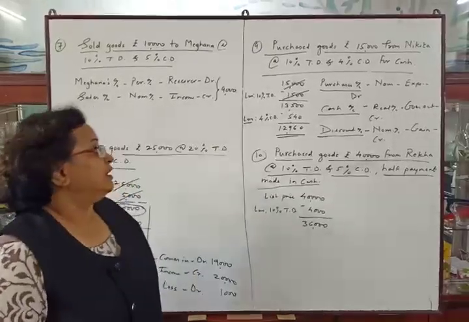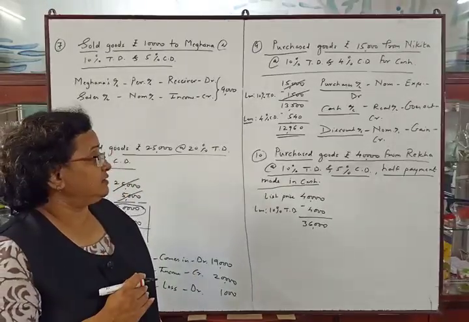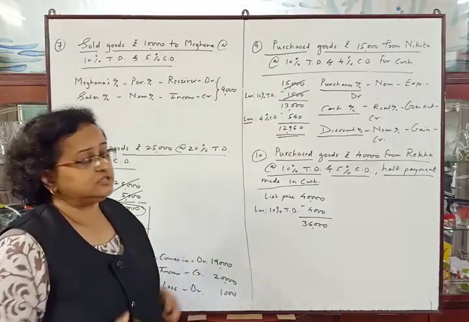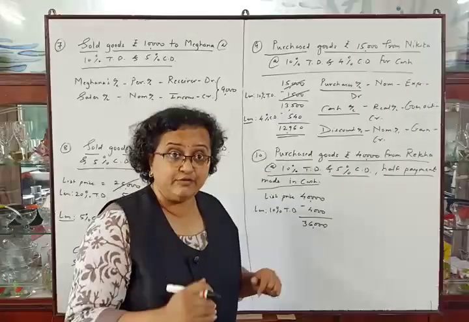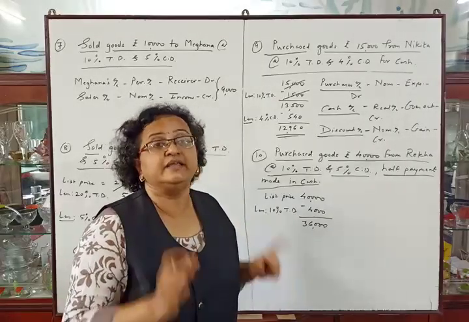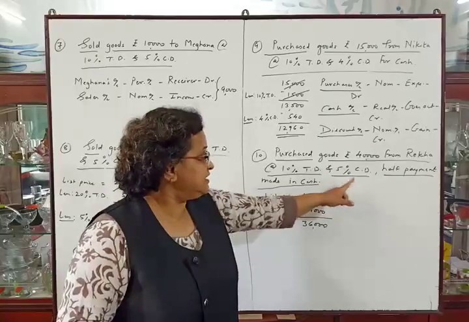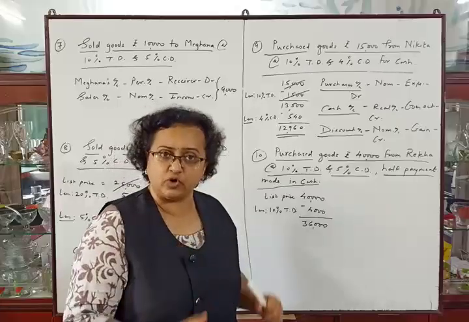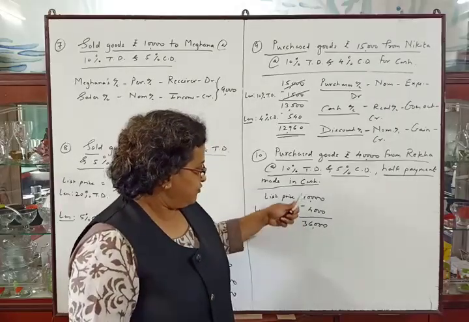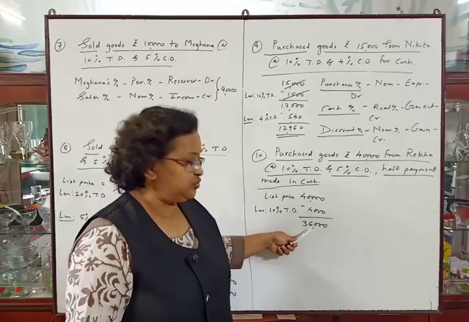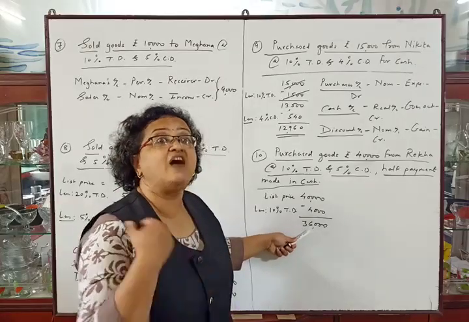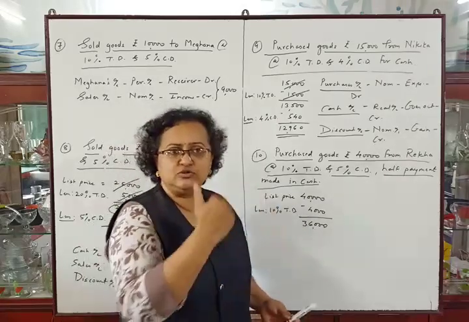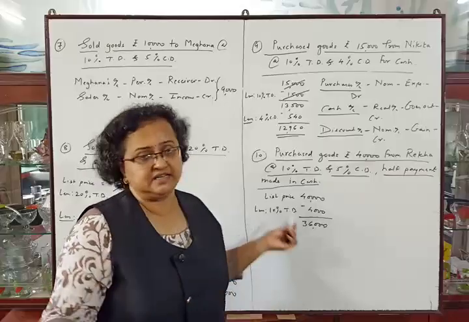Okay. Rekha is allowing us 5% cash discount also as we are purchasing goods from Rekha. But if cash is paid, then only the cash discount is allowed. And here half payment is made in cash, means we are purchasing goods for rupees 40,000. After deducting discount, the goods were rupees 36,000 and we are making half payment immediately. Understood? म्हणजे 40,000 चे गुड्स परचेस केलेले आहेत, त्याच्यात 10% ट्रेड डिस्काउंट अलाउ झालेला आहे.